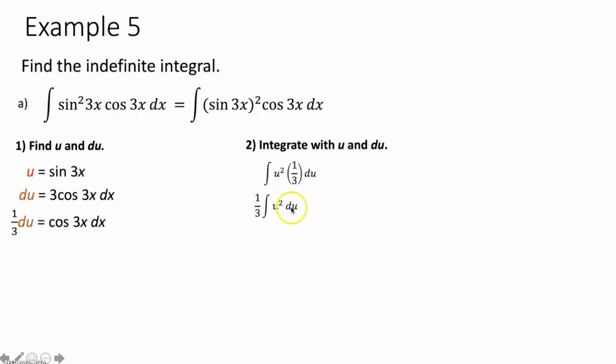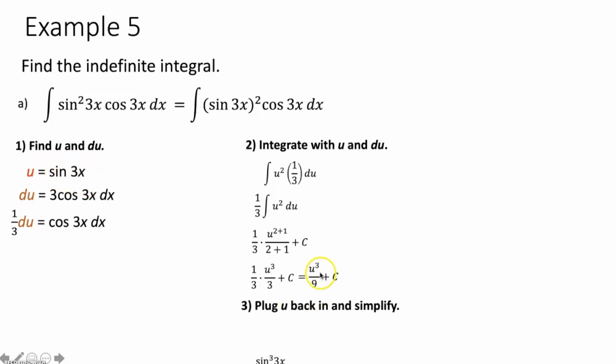So the integral of u squared du is going to be u to the 2 plus 1 power over 2 plus 1 plus c. I then simplify and I end up getting u cubed over 9 plus c. But in order to evaluate this indefinite integral, my answer should be in terms of x. So what I'm going to do is I'm going to take what I set u equal to, sine of 3x, plug it back in for u, and I have my answer. If I wanted to rewrite this to make it look a little neater, I could take this divided by 9, move it out front, and make it 1/9 sine cubed of 3x plus c.